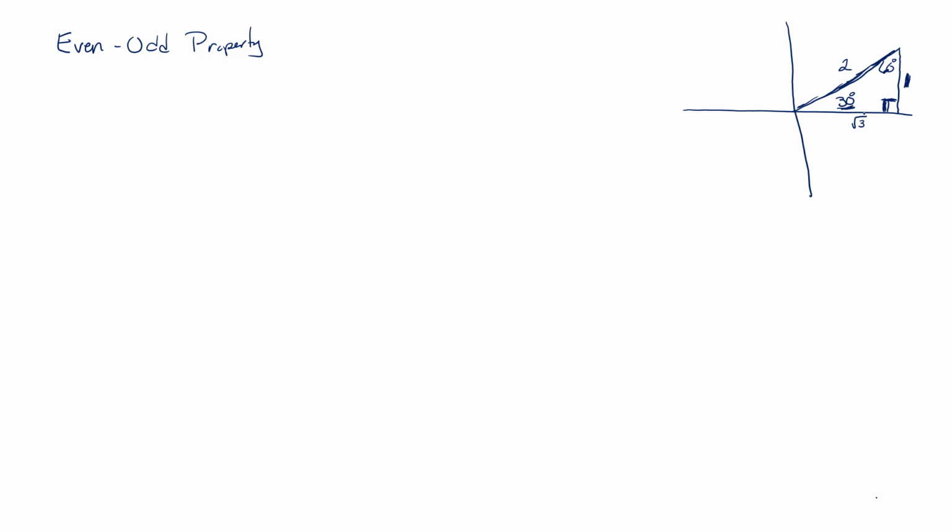Okay? Now, if I wanted to find the cosine of a 30-degree angle, cosine is going to be x over r. And if I look, my x value is the square root of 3. My r is 2. So the cosine of 30 degrees would be square root of 3 over 2. Good?